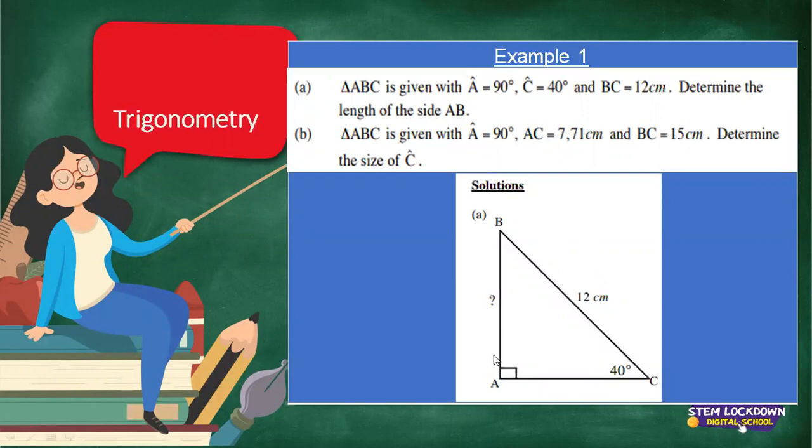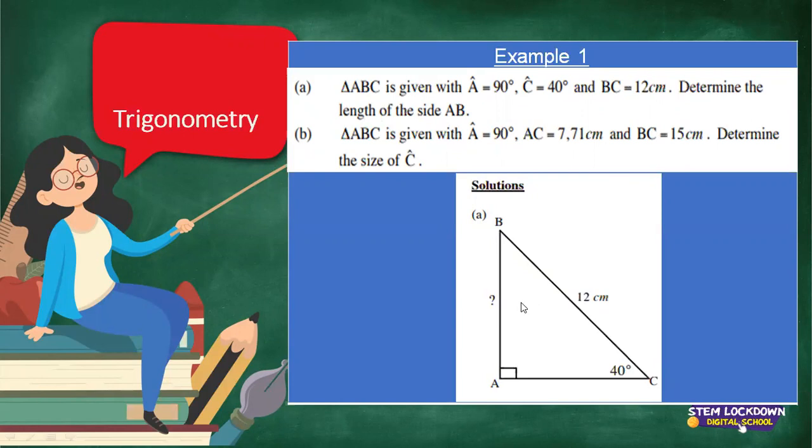So sketching it, we're going to have angle A as 90 degrees, angle C as 40 degrees, and side BC as 12 centimeters, and then determine the length of side AB. How do you find the length of side AB? This here is a right angle triangle. With a right angle triangle, we simply use Pythagoras theorem, or we can use our trigonometric ratios.